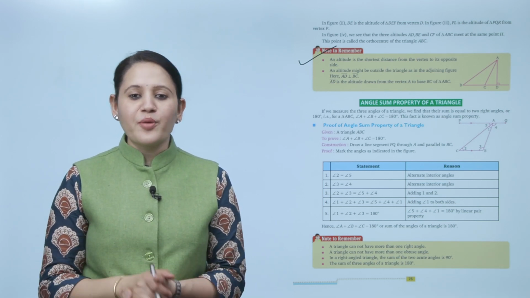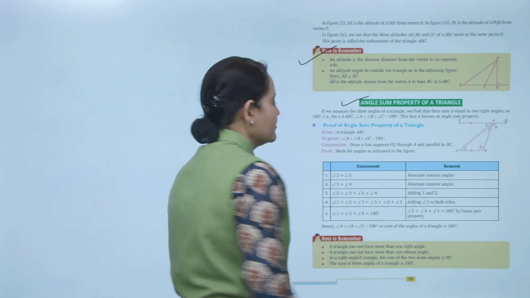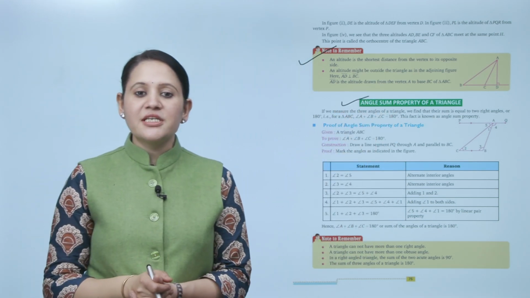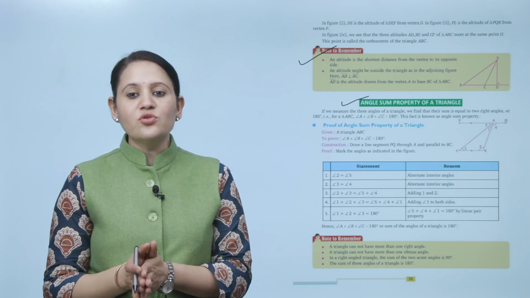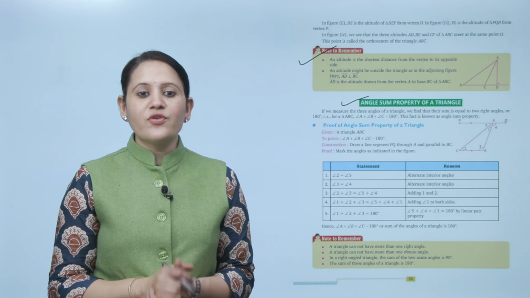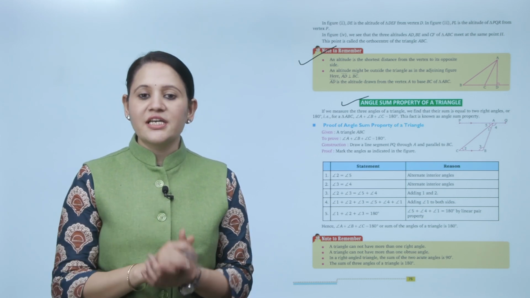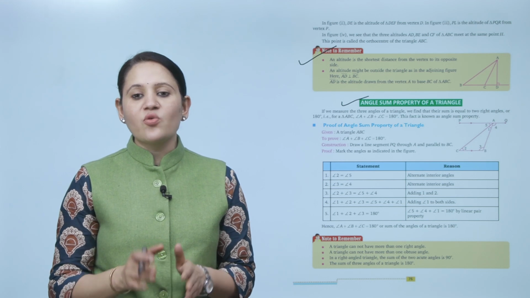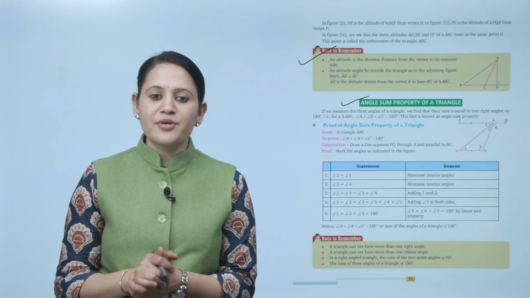Next is angle sum property of a triangle. If we measure the 3 angles of a triangle, we find their sum is equal to 2 right angles or equal to 180 degree. So for a triangle ABC, angle A plus B plus C equals 180 degree. This fact is known as the angle sum property of triangle. Next is proof of angle sum property of triangle.